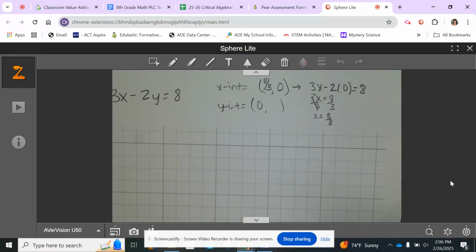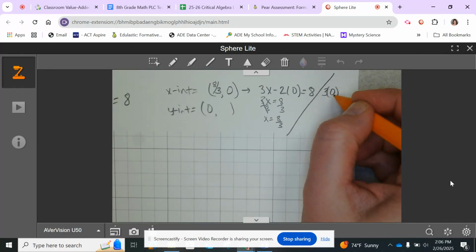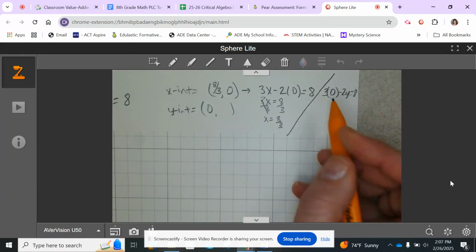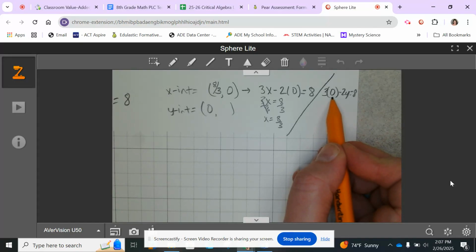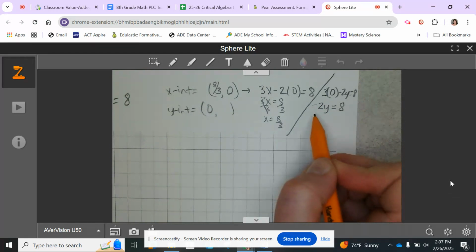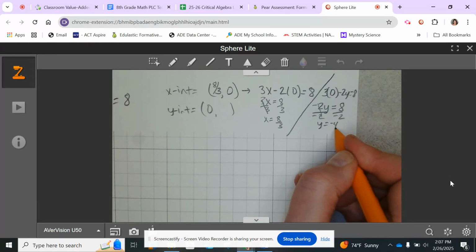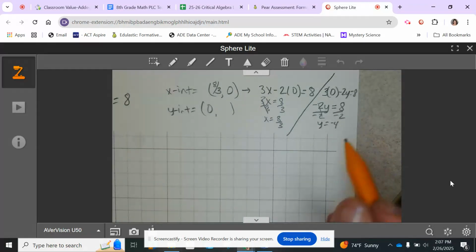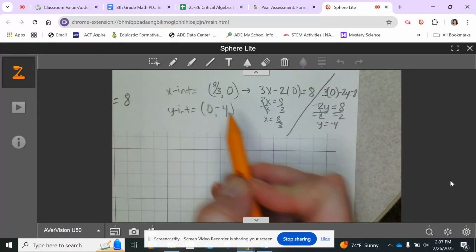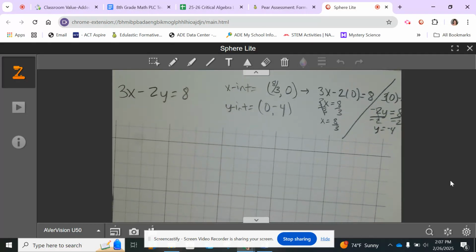Okay. Same thing for the y-intercept. I'm now plugging in 0 for x and simplifying. So 3 times 0 is 0 minus 2y. Keep the sign that was in front of the 2y. And now divide both sides by -2. So we have y equals -4. And so there are my two intercepts. So now try one that is not in slope-intercept form. Try one that's in standard form.